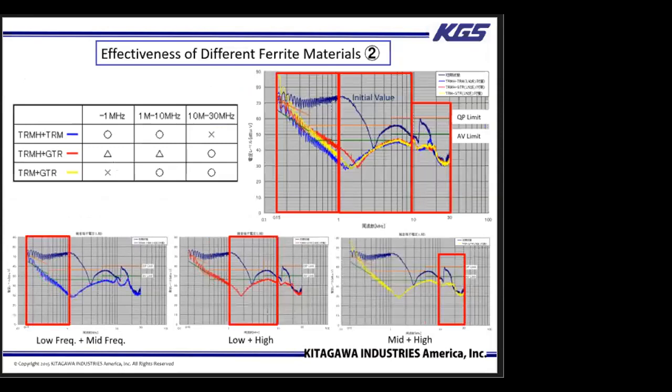In our last test, we wanted to test one of the most frequently asked questions from our customers, whether they can combine ferrite cores made of different materials to target or cover a wider range of frequencies. We did these experiments where there are low frequency core, middle range frequency core, and high frequency range core. And first we combined the low and the mid frequencies.